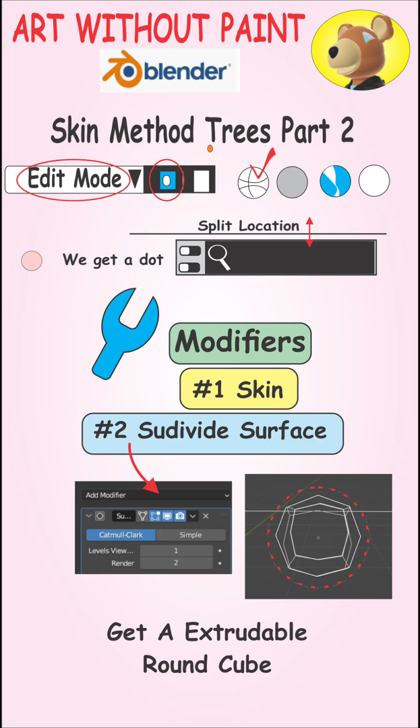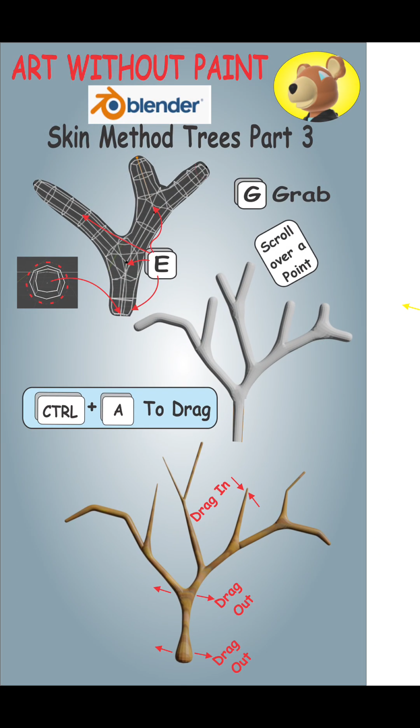Find the wrench. Next, add two modifiers in order: Skin, then Subdivide Surface. Now we have an extrudable rounded cube. Subdivide Surface means smoothness. I like 1. G for grab and E for extrude. Drag out the branches as needed with 1 thickness. Use Ctrl+A to adjust the thickness of the extruded points by dragging in or out.